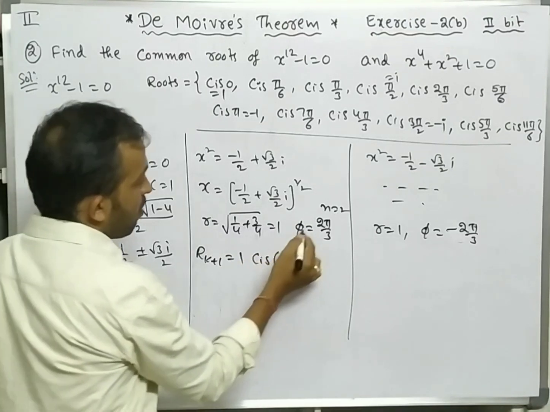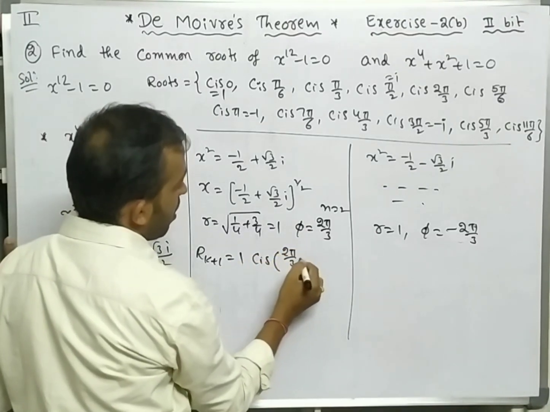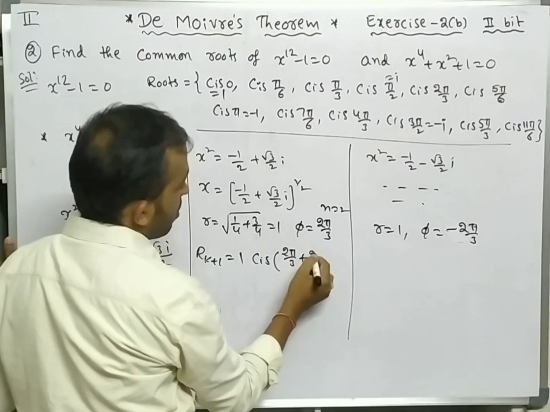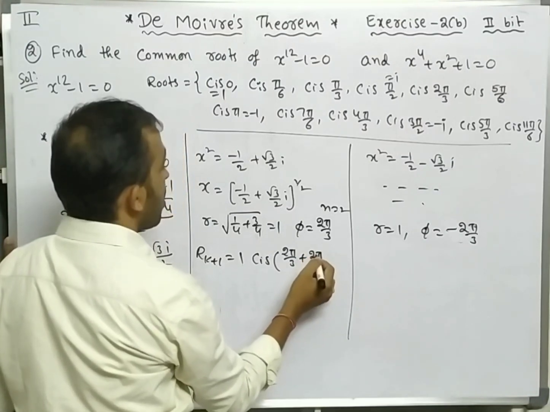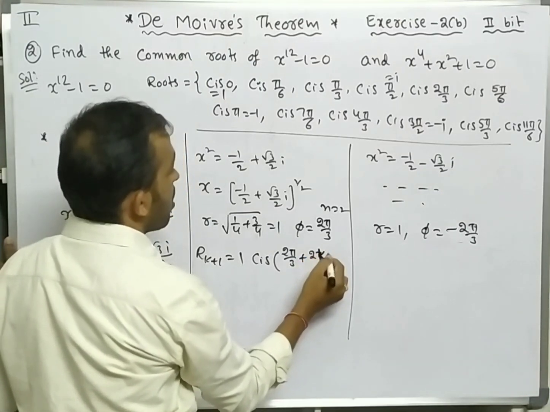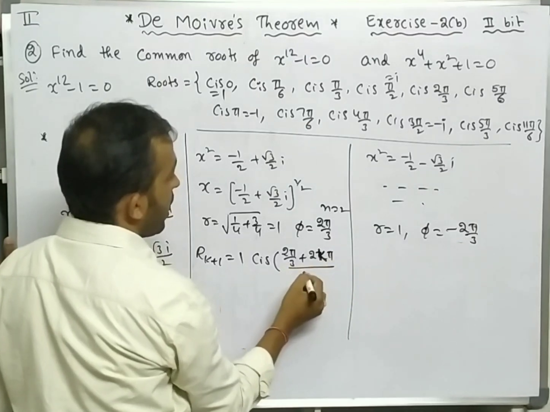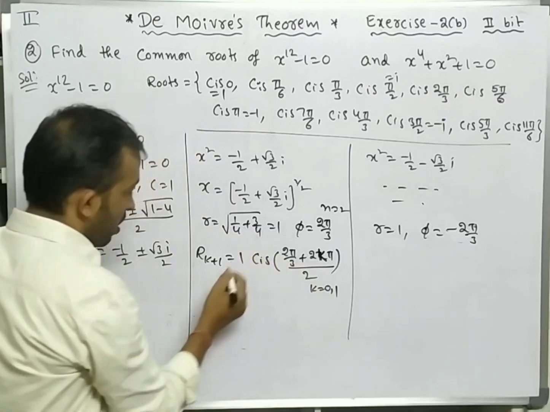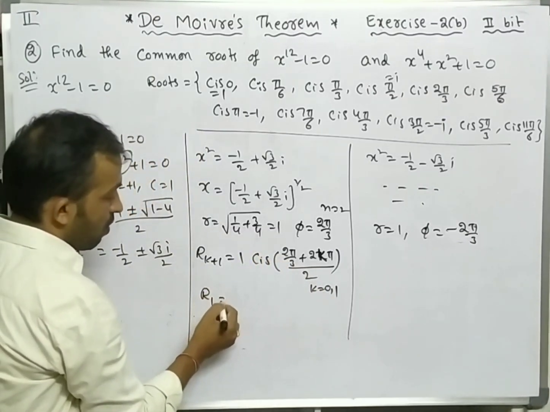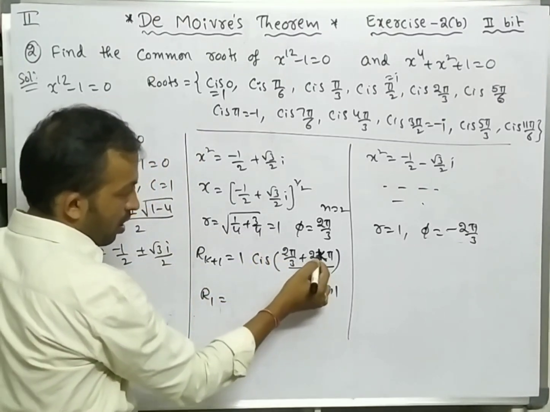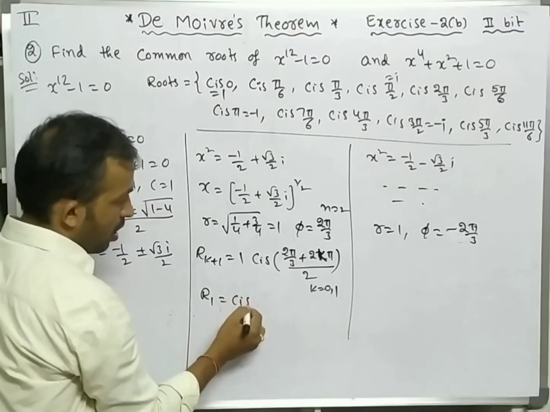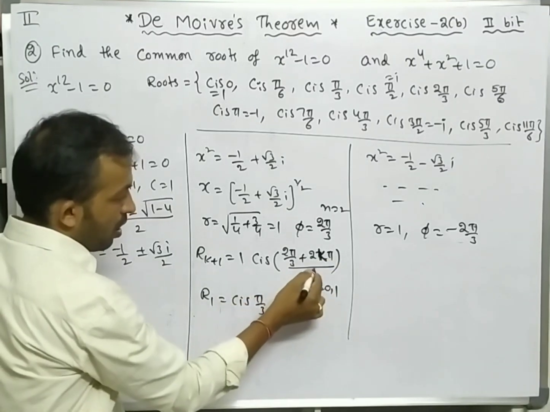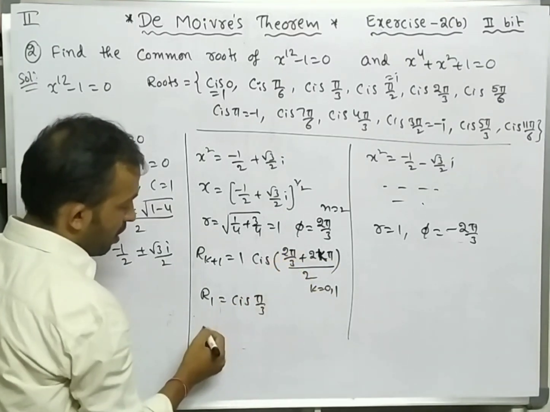Cis of pi plus pi, means 2 pi by 3 plus 2k pi by 2, where k is equal to 0, 1. Okay, if we substitute 0, you will get r1, the first root. k equal to 0 means cis pi by 3. Okay, 2 gets cancelled, you will get cis pi by 3.